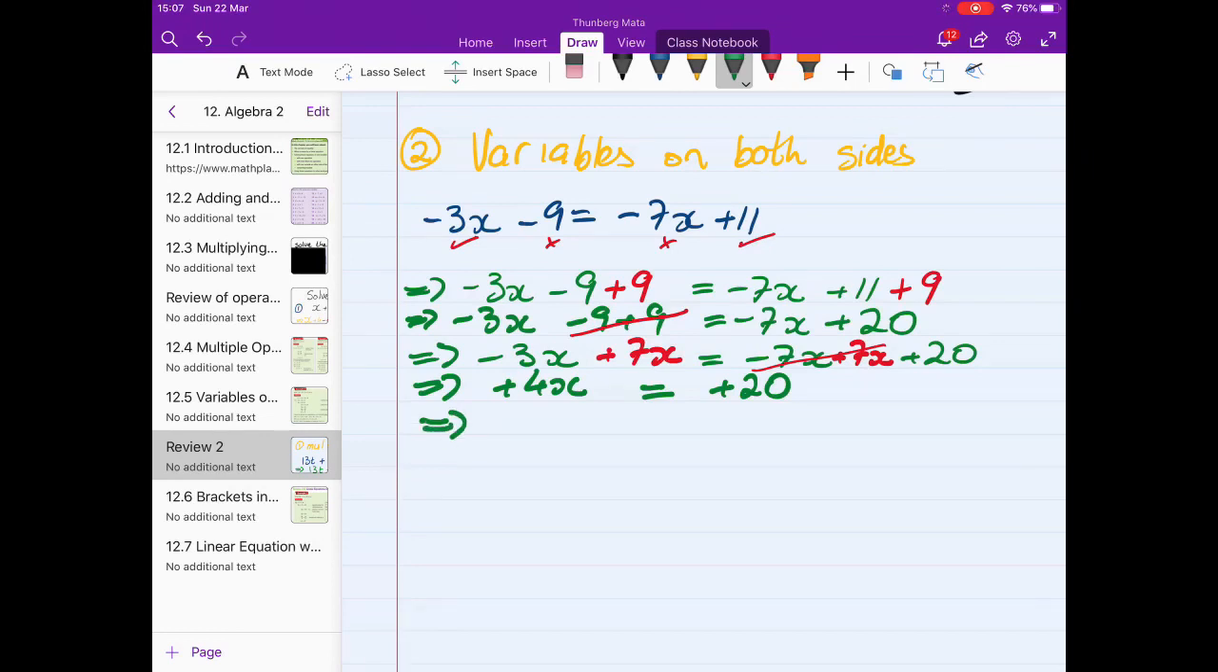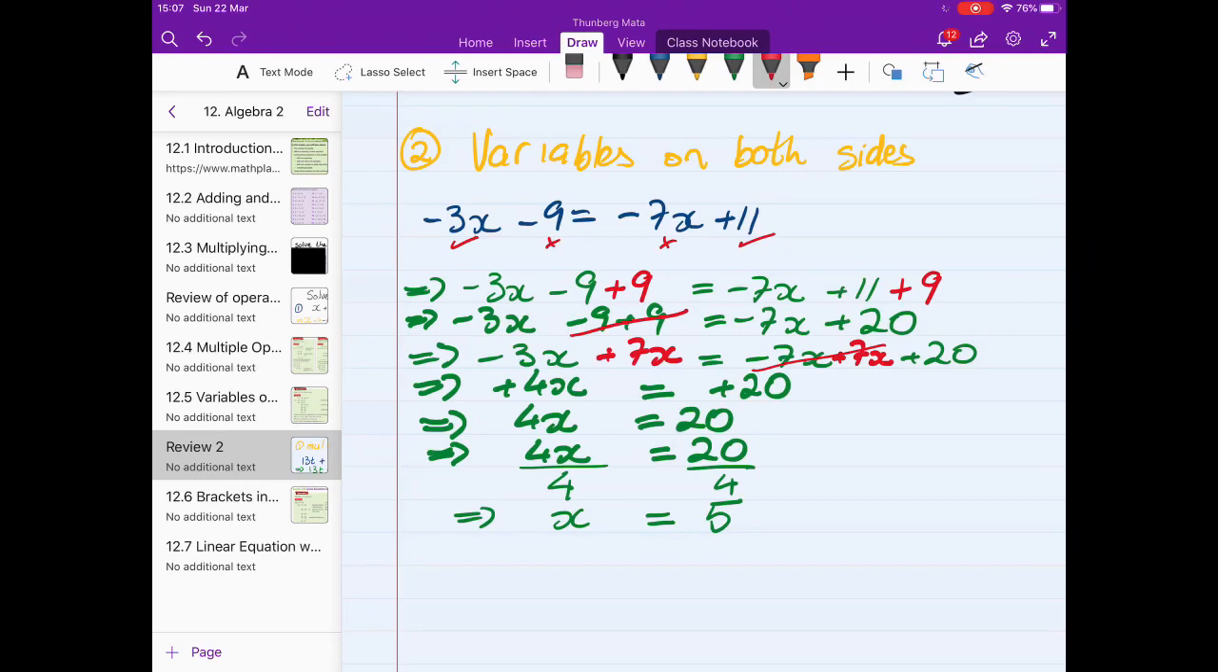Now, the same as before, I know what 4x's are. 4x's are equal to 20. But what I want to find out is what a singular x is equal to. In order to do that, I check, what's the coefficient of the variable? So the number in front of x is 4. So if I divide 4x by 4, I'll have 1x. But to do that, I'll have to do the same thing to the other side of the equation. I'll have 20 divided by 4. So 20 divided by 4 will give us 5.